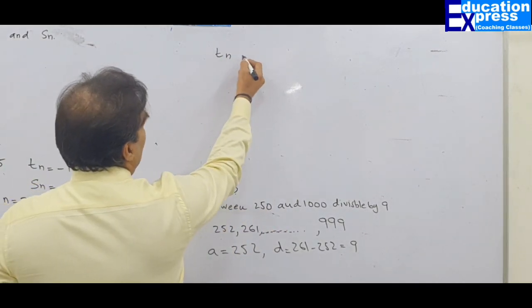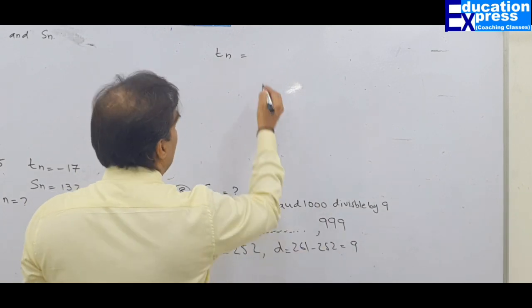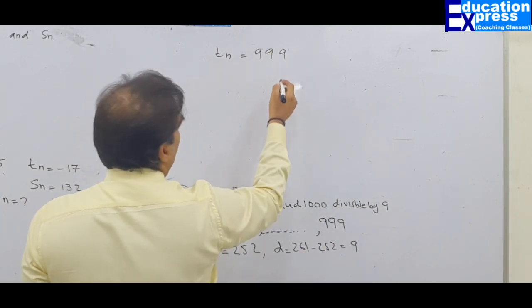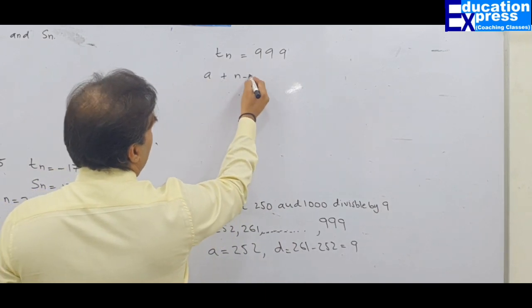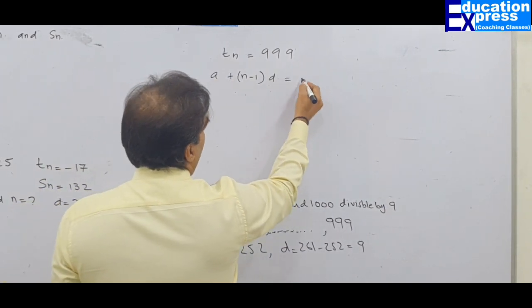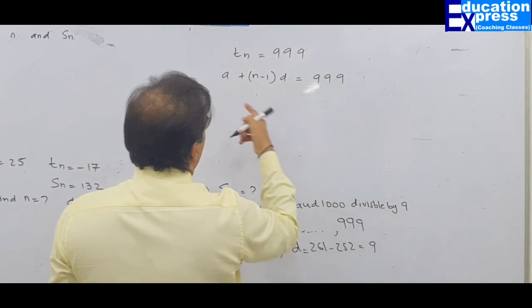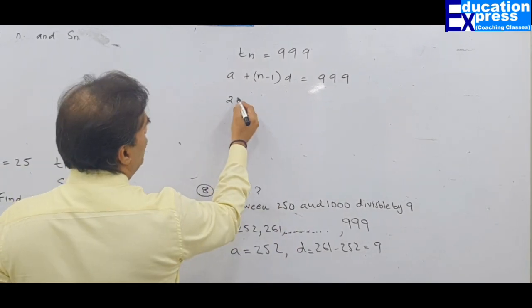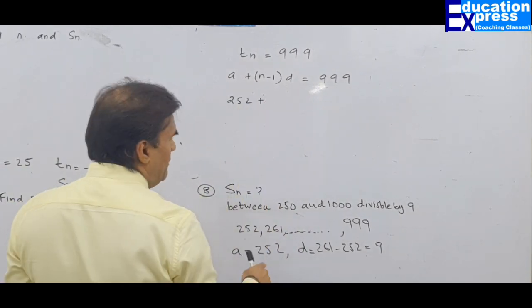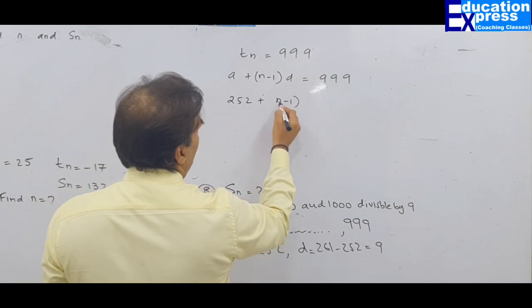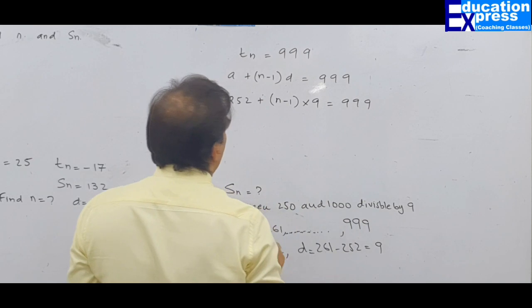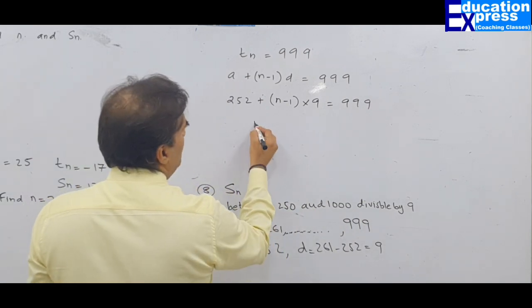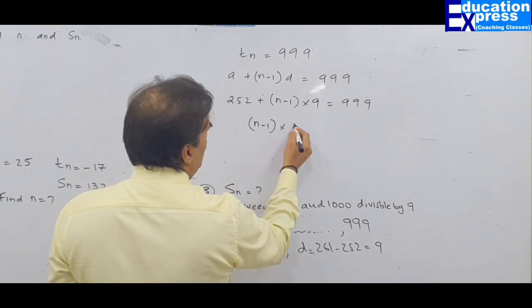Since Tn equals 999, what is the formula for Tn? A plus N minus 1 into D equals 999. What is the value of A? 252. N minus 1, we don't have N, into 9 equals 999. What do we do next?